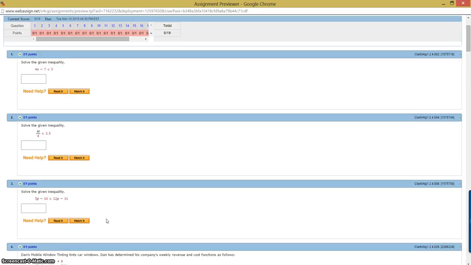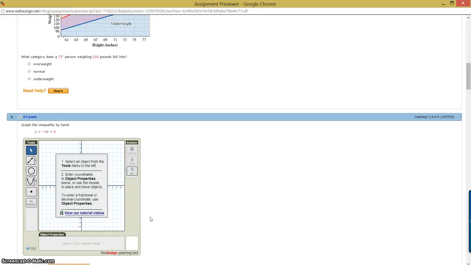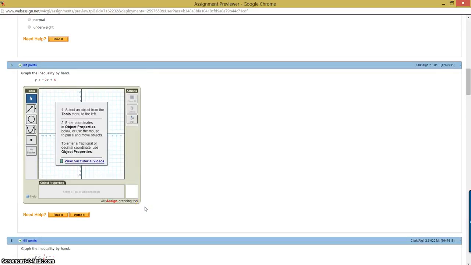Okay, just for a recap on how to do any graphing on WebAssign, I'm just going to do one of these as a quick example. For number 6, it wants us to graph this inequality by hand.